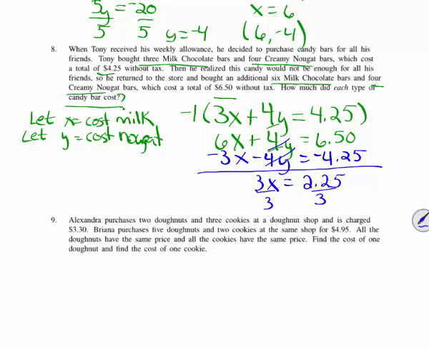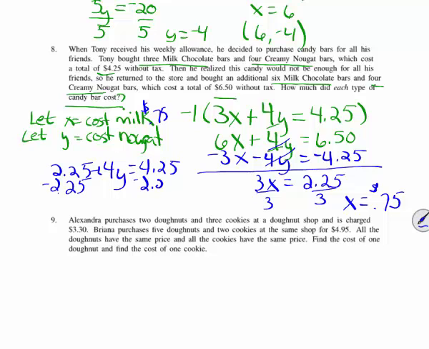Divide by 3. And you're getting that the milk chocolate is 75 cents each. So 75 cents. Okay. Then I'm going to fill that into either one of the equations. So again, I'm going to pick the top one. So 3 times 75, I believe, is 225 plus 4y equals 425. Subtract. So 4y is equal to $2. Divide by 4. So 50 cents for the nougat.